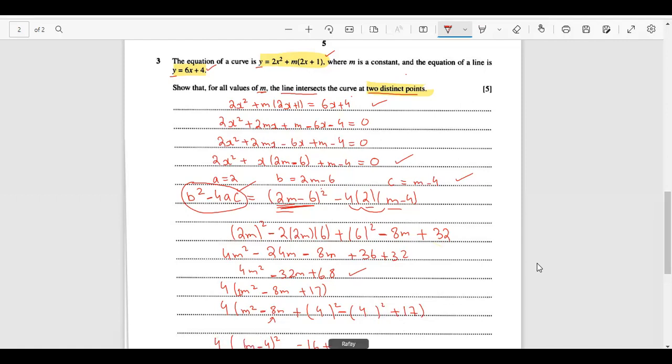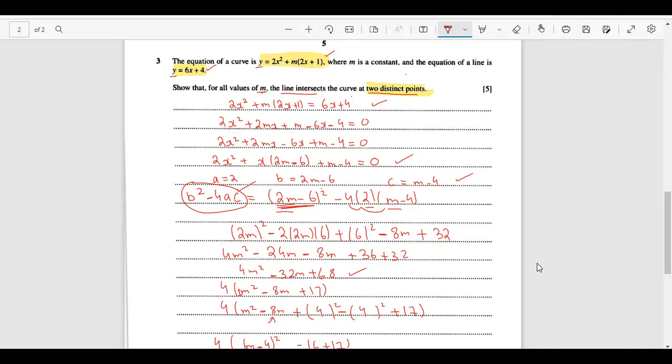Basically, if you say that this thing is equal to 0, then it would mean that the discriminant is equal to 0. And when the discriminant is equal to 0, the line is intersecting the curve at one point only. You need to show that the discriminant is greater than 0. Only then would it be proof that the line is intersecting the curve at 2 points.